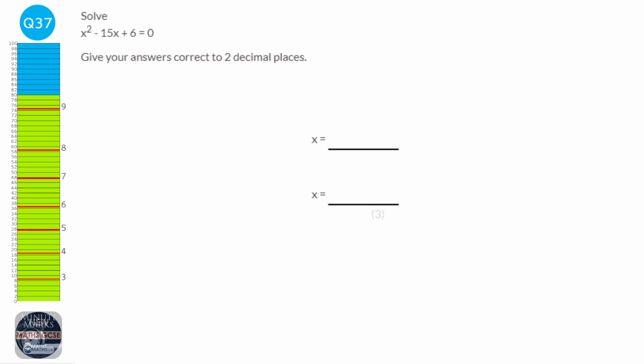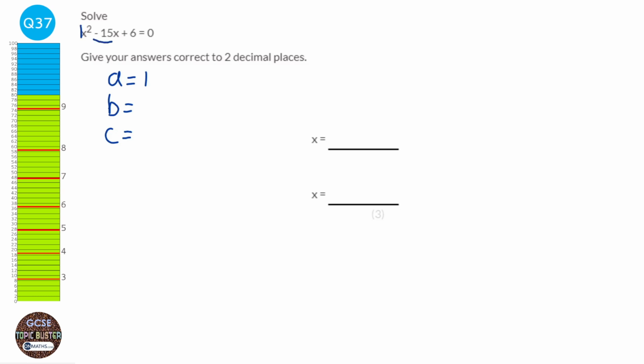We're asked to solve this quadratic, and we're told that we're going to leave the answers to 2 decimal places. So chances are we're using the quadratic formula. So for the quadratic formula, we're going to use a, b, and c. We'll go find a, b, and c. A is the coefficient of the x squared. Now, we don't actually have a number before the x squared. Well, we kind of do. There is a 1 there, we just don't bother showing it. So a is 1.